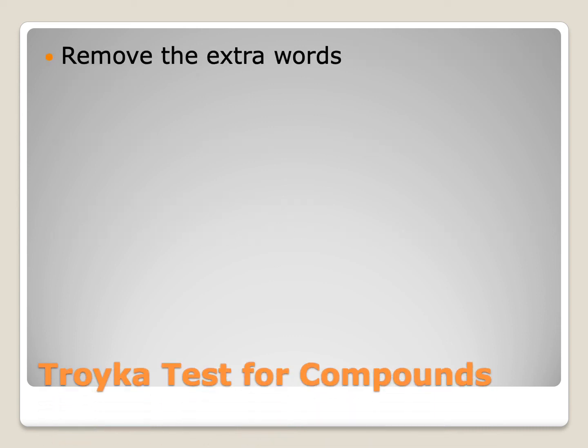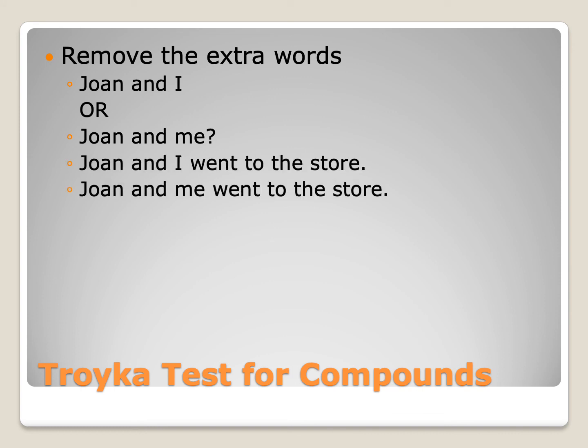Okay. Troika test again. Remove the extra words. Joan and I or Joan and me. Joan and I went to the store or Joan and me. So Joan went to the store. I went to the store. Joan went to the store. Me went to the store. So it's got to be the first one, Joan and I.